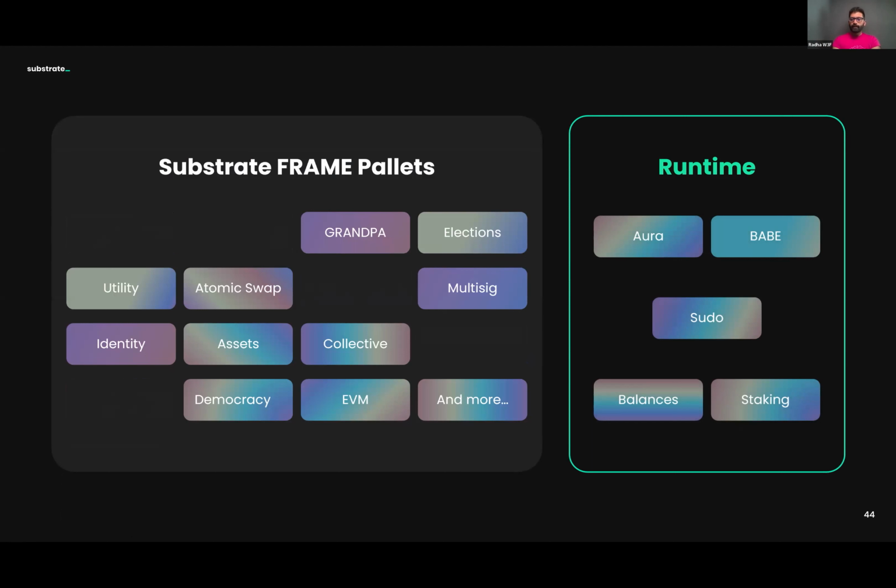Yeah, typically it works this way. So you can pick and choose what pallet you want, and you can put that in the blockchain's runtime.